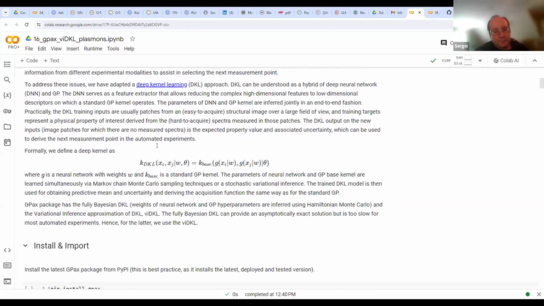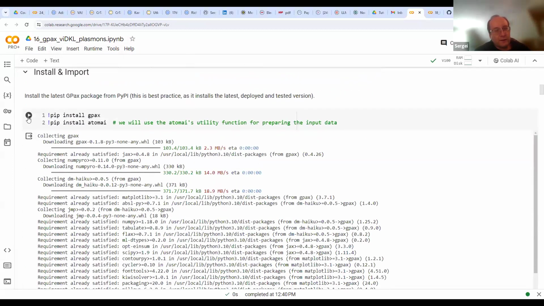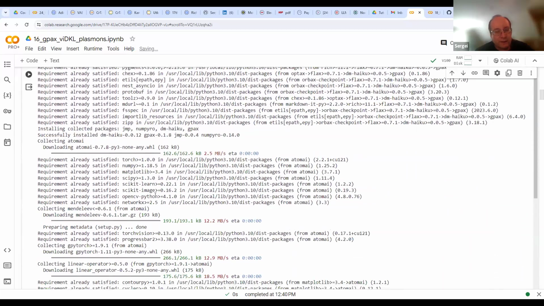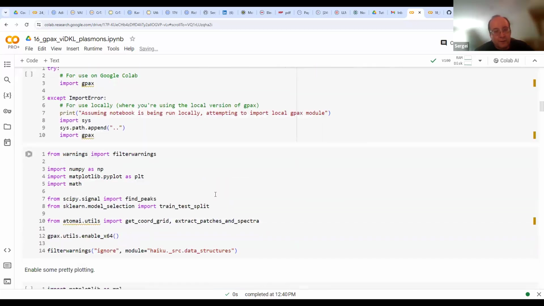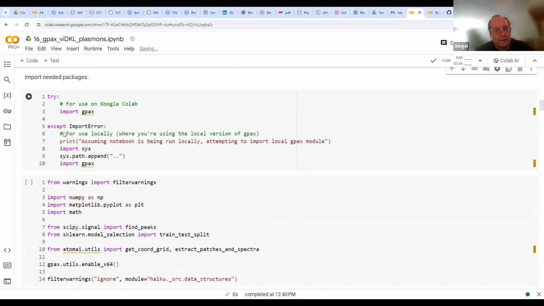What you see here, you've already seen several times. This is the install of GPAX and AtomAI. AtomAI is the library that we are going to use only to prepare the input data, meaning the image patches and the spectra. It can be done in many other ways; this one is just convenient. So these are the installs.